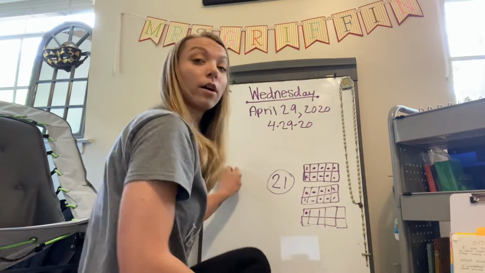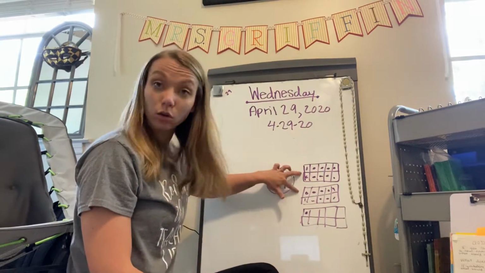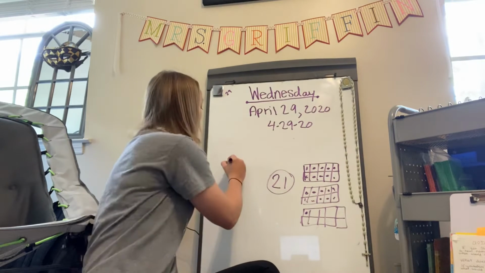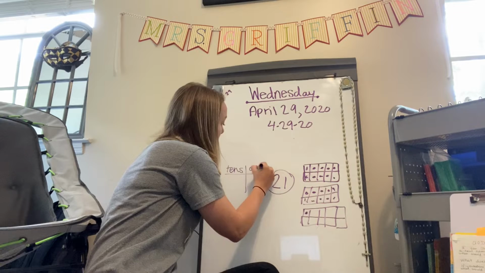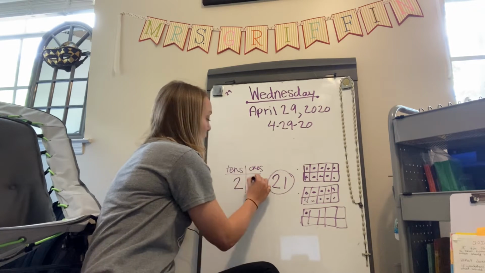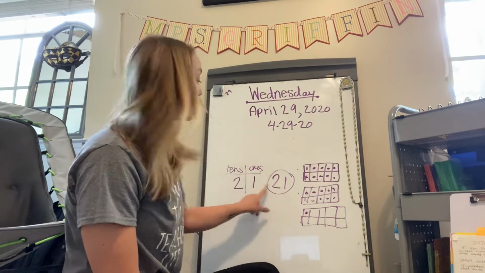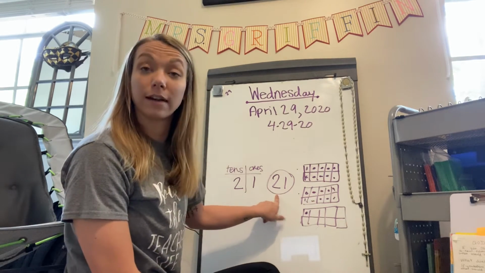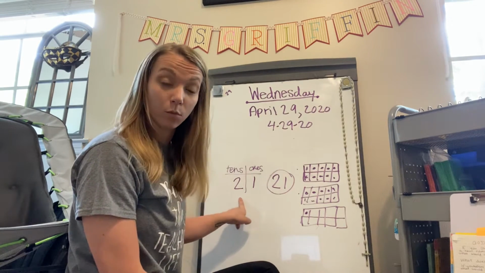Now on our 10s and 1s chart, we're going to do the same thing. We filled 2 groups of 10 with 1 left over. 10s and 1s. 2 groups of 10, 1 left over. And I know that this is right because it matches my original number in the middle. My 21 and then separated into my 10s and 1s.